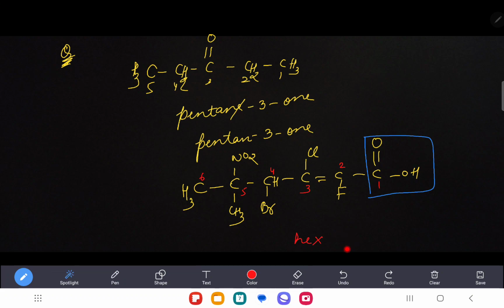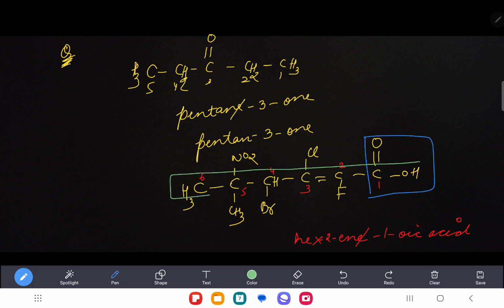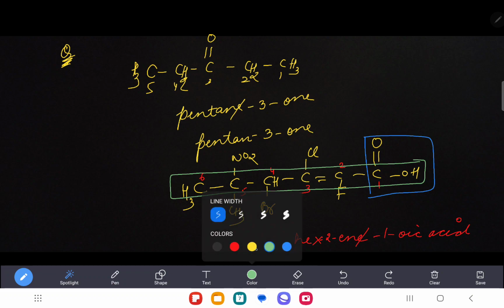And ane will always come first. So what do you think I should put in? There is an an, but an en. So I'm going to put hexen. And en comes at number 2. So hex-2-en, and 1 oic acid. So E drops. This much we have numbered. So basically we have numbered the main chain and the functional group. Yes or no? Understood or not?